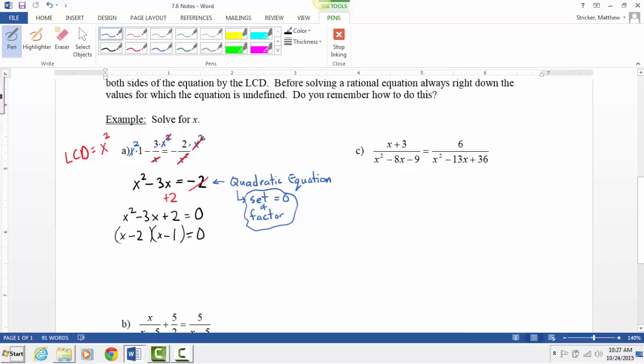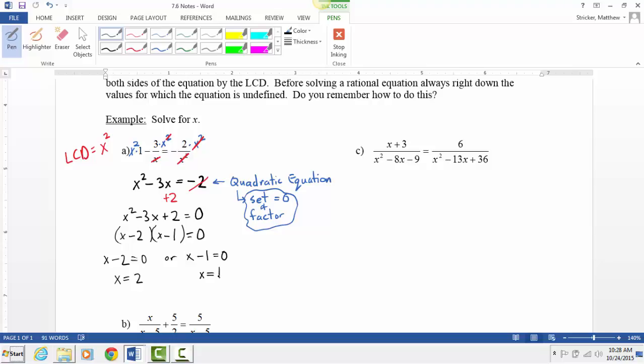You remember what we do from here? We set the x minus 2 equal to 0. We set the x minus 1 equals 0. This means that x equals positive 2. This means that x equals positive 1. And now we need to check one thing. We need to check to make sure these answers are okay. There's nothing wrong.